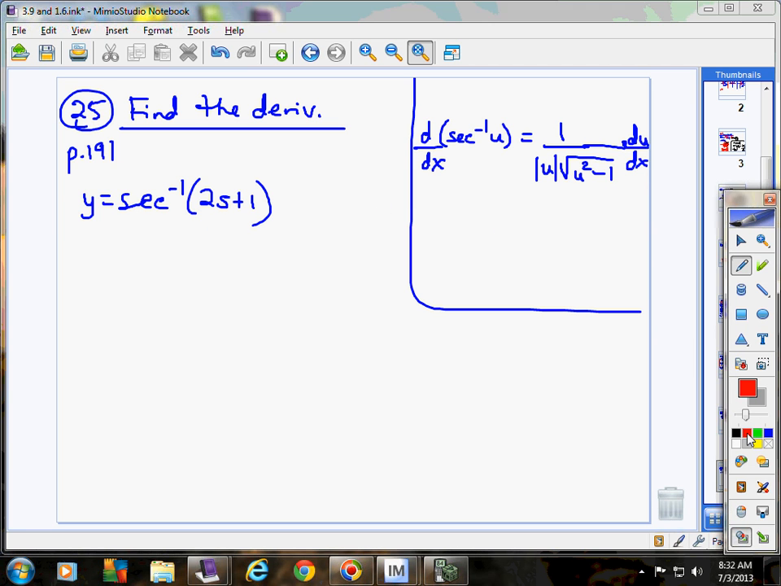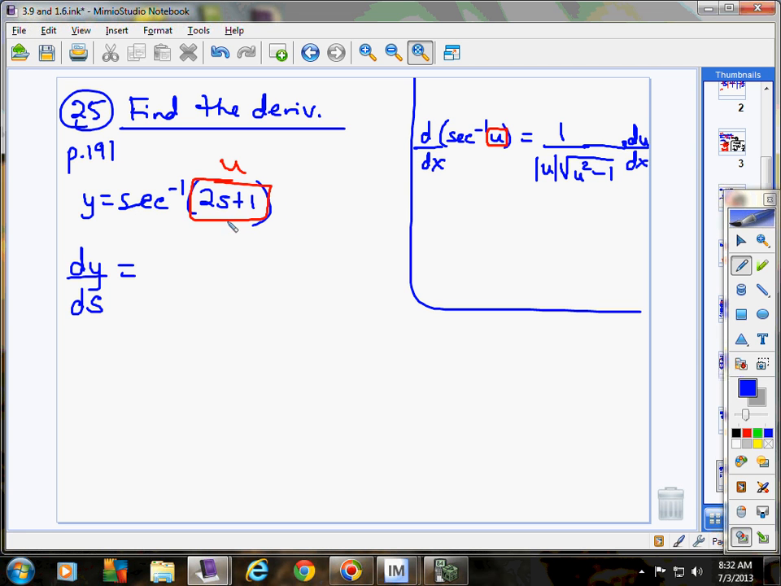Now, this is our u. This is this, right? So everywhere we see this, we're going to put this. All right, so for our problem, dy ds, we don't have an x. If you want to change it into an x, you can, then change it back at the end to an s. Equals 1 divided by absolute value of whatever your u is. Our u is 2s plus 1. Square root. Whatever your u is squared. We got to square 2s plus 1. We'll do that in a minute. I'm going to write it like that for now.